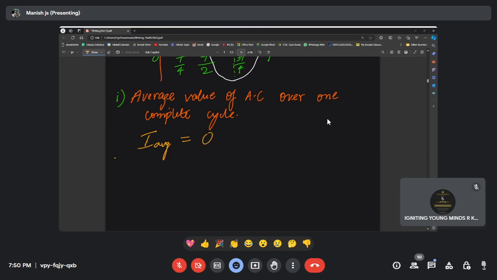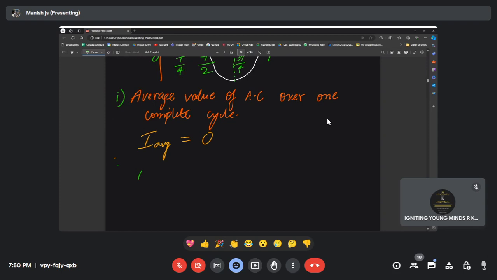Whenever they ask you the average value of AC over a complete cycle, it is undoubtedly going to be zero. But when you say half cycle, things take a different turn. In that case, it will not necessarily be zero. What will you do? That also I will tell you. Other than one complete cycle, if they ask for, say, half cycle, please use this relationship.